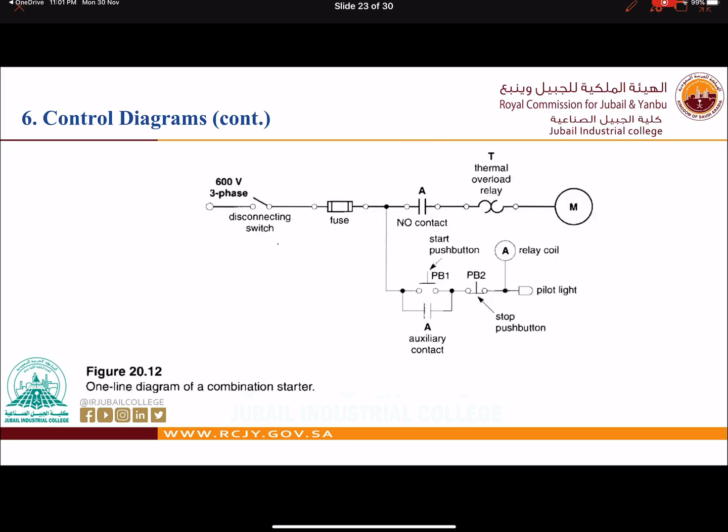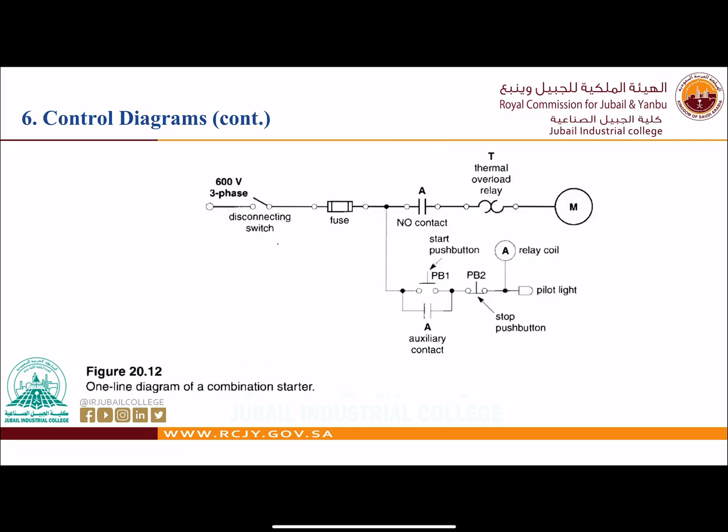Now let us see the second diagram, which is called one line diagram, or single line diagram. It is mentioned here, it is a 600 volt 3-phase system. 3-phase means I need 3 lines, right? And they are representing one line. So it is called one line diagram. No need to represent the other lines. You will understand the control of this circuit, so let us see together.